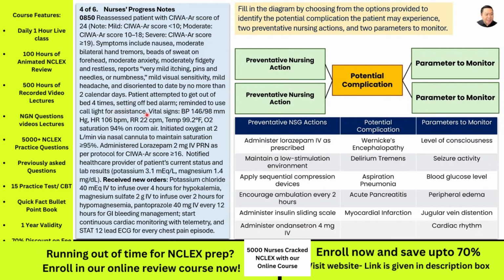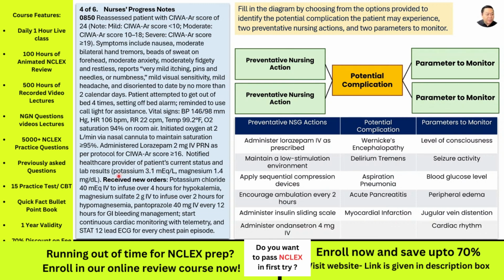Vital signs: blood pressure 146/98, heart rate 106, respirations 22, temperature 99.2 degrees Fahrenheit, saturation of 94% on room air. Initiated oxygen at 2 liters per minute via nasal cannula to maintain saturation greater than 95%. Administered lorazepam 2 milligrams IV PRN as per protocol for CIWA-Ar score of greater than or equal to 16. Notified healthcare provider of patient's current status and lab results.